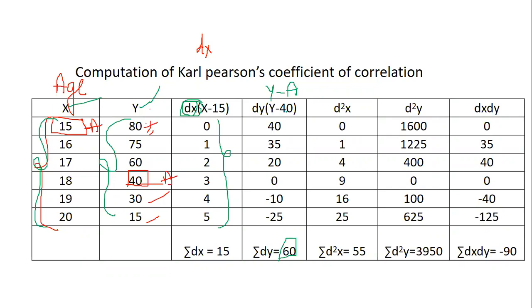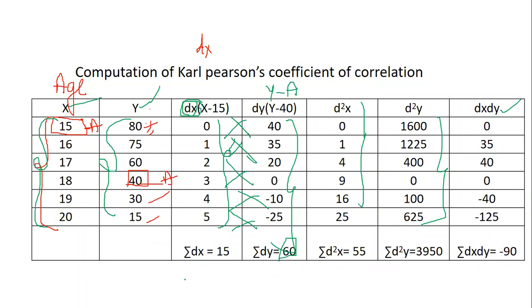So square of dx and dy. Square dx, you get dx square. Square dy, you get dy square. Now after that, multiply these two columns. 0 into 40, 1 into 35, 2 into 20, 3 into 0, 4 into minus 10, 5 into 25. If you multiply these two columns, you're going to get dx into dy.